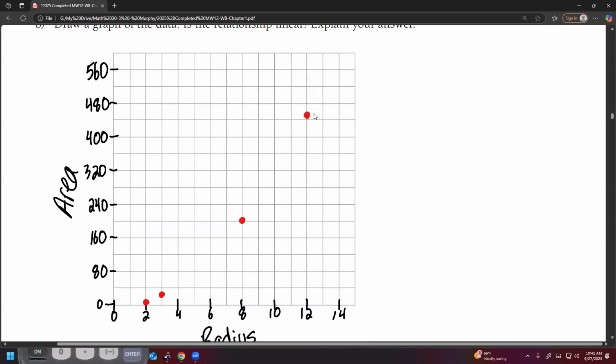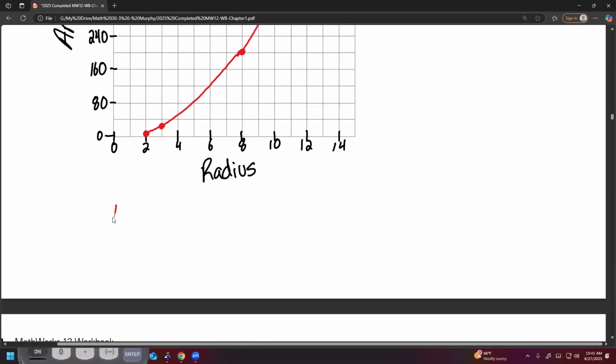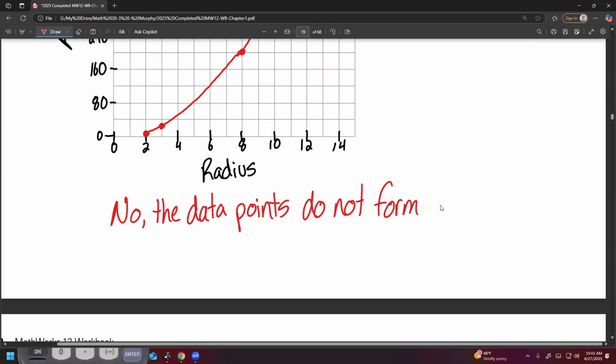Okay, you can tell right now that that is not linear. That is a curve. So it says, is the relationship linear? No, we don't even have to calculate the slope. The data points do not form a straight line.